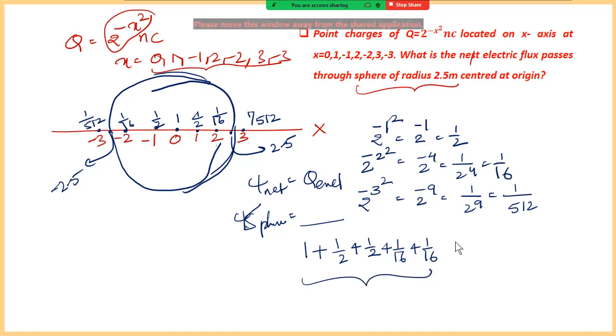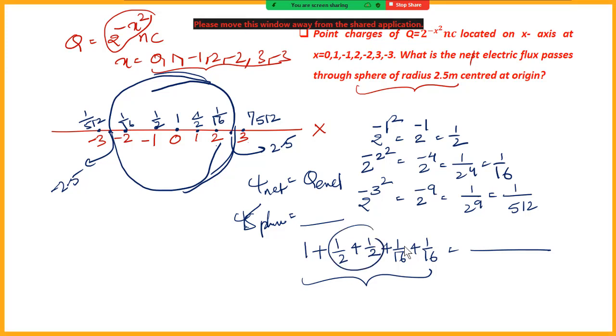Okay, if you add all these things, you will get the answer. If you take here, this is 1. So 1 plus 1 plus 2 by 16, that means 2 plus 1 by 8, that is equal to 16 plus 1, that means 17 by 8. So in this manner you will get the answer.